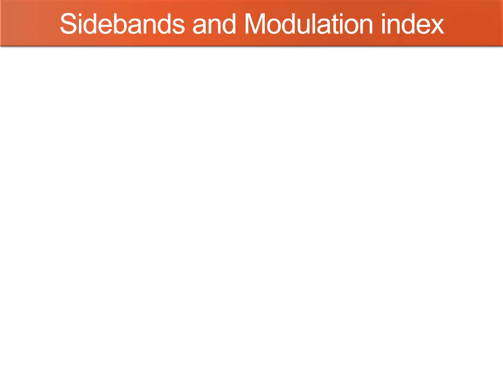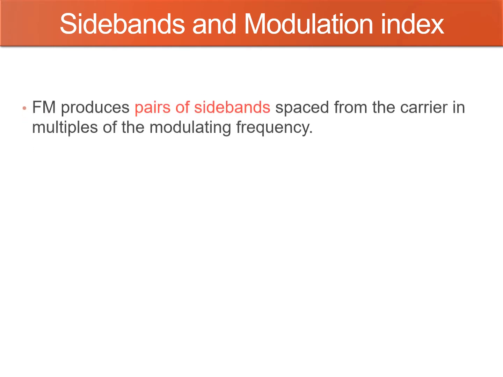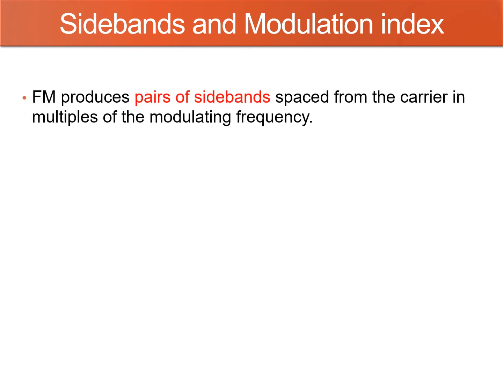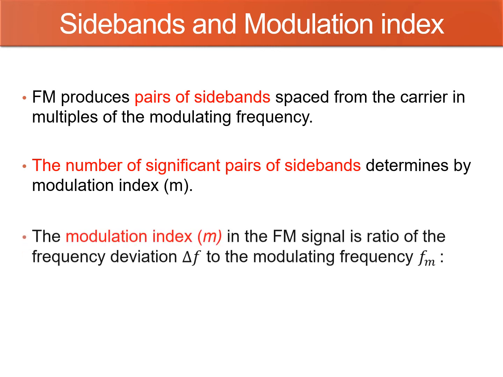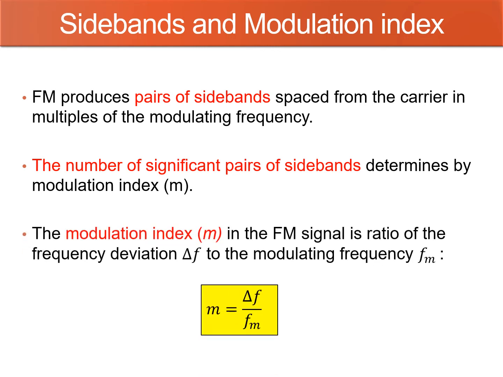So, sidebands and the modulation index. Here is the relationship between sidebands and the modulation index. FM produces pairs of sidebands spaced from the carrier in multiples of the modulating frequency. The number of significant pairs of sidebands is determined by the modulation index. And the modulation index in the FM signal is the ratio of the frequency deviation delta F to the modulating frequency Fm, so m equals delta F over Fm.